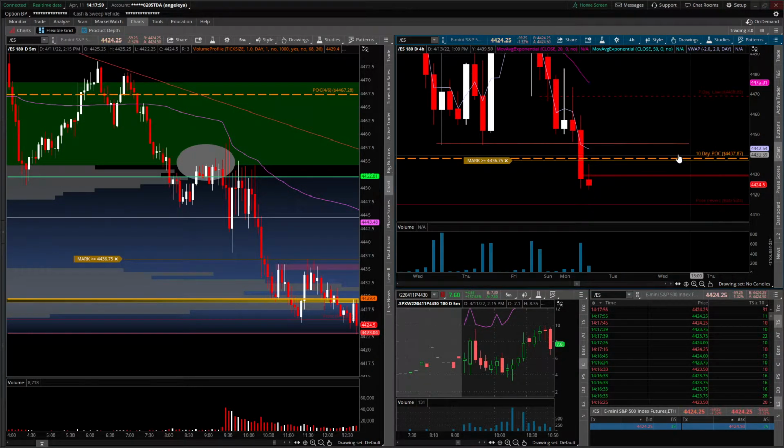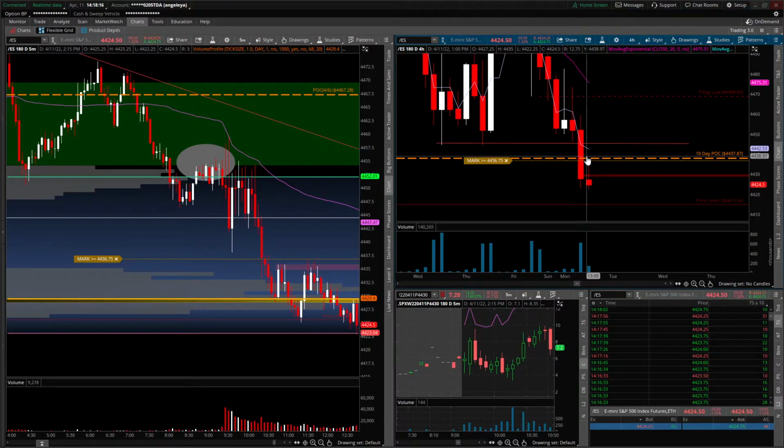And POC stands for point of control. So basically what that's showing is that within the last 10 days, 4437 was the point of control. There was the most volume around this price, so I was just targeting that price, and we got it.